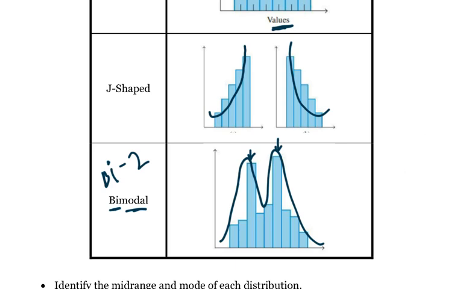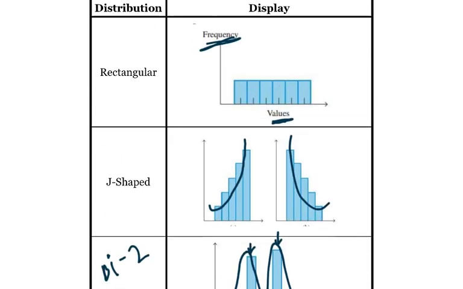So now we're going to look at these and we're going to identify the mid-range and the mode of each distribution. So add the highest and the lowest and divide by 2. So highest and lowest divided by 2 for the rectangular one, that's going to be right there. And if you look at this, the frequency is all the same for all of the different classes or all the different values, and so therefore there is no mode. J-shaped, if we add the highest and the lowest value together, and then divide by 2, we get this number right here in the middle.